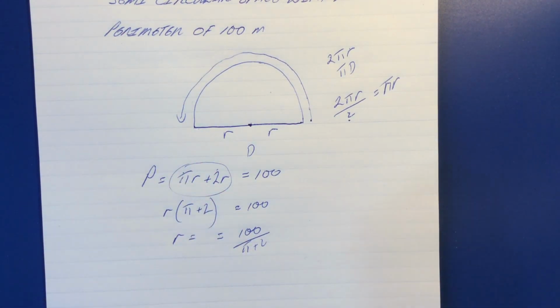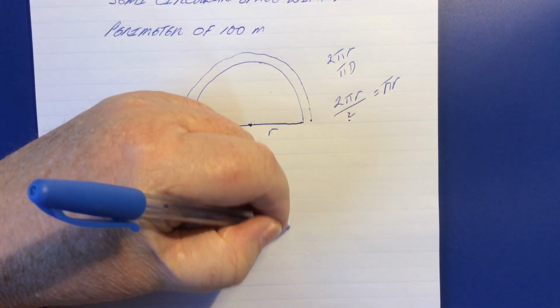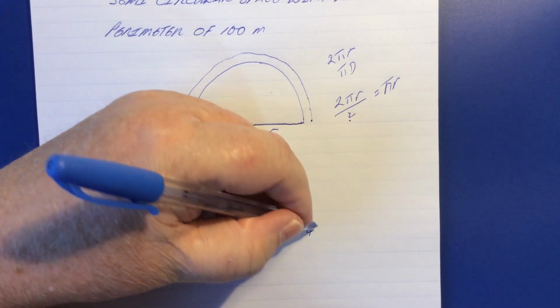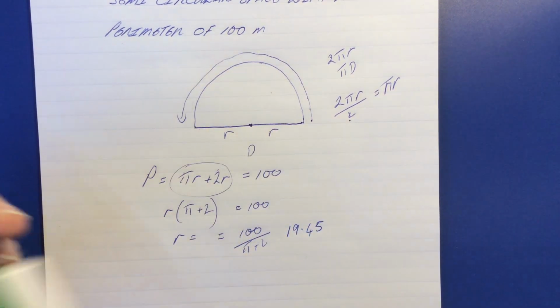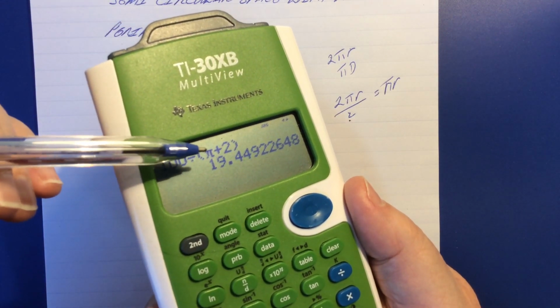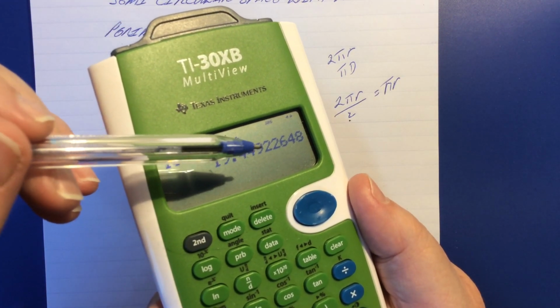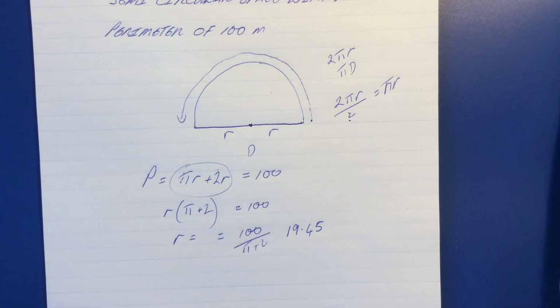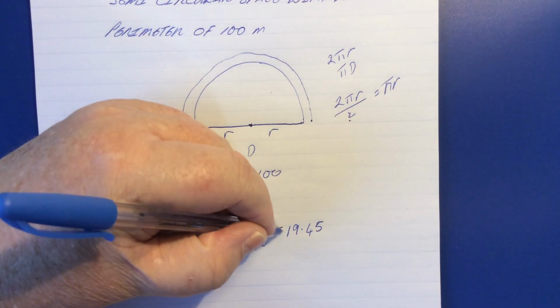Now that's time to reach for a calculator. Just give me a moment. 19.45, we will call it. I can show you it there. That's 100 divided by pi plus 2, 19.4492. We'll call that 19.45. We know what r is.